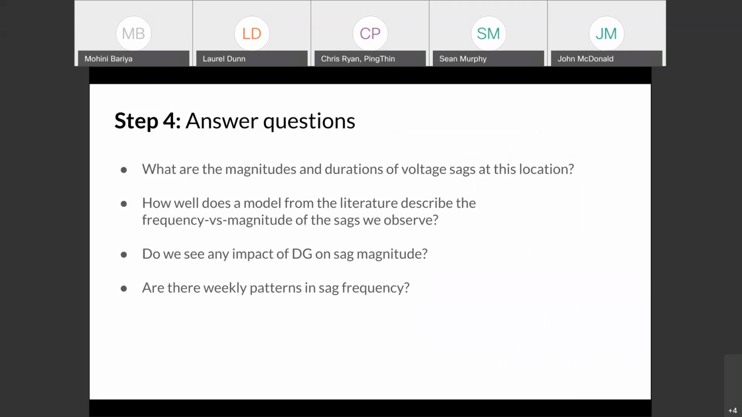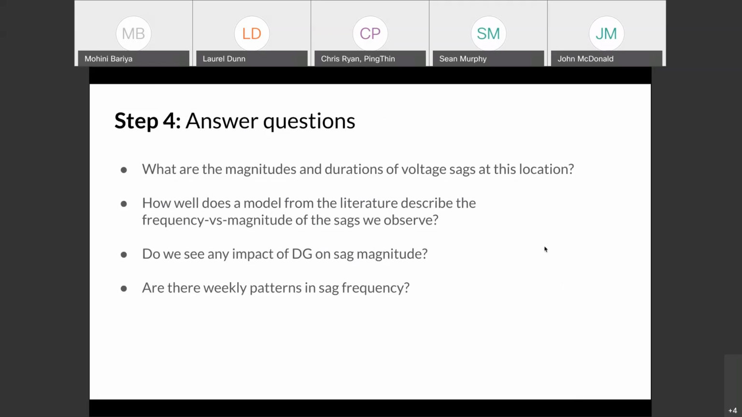And now I move on to step 4 of the analytics development, which is to answer questions that I have based on what I found out from the data. And so some questions that I have about voltage sags are, what are the magnitudes and durations of voltage sags at this particular location? How well does a model from the literature describe the frequency versus magnitude of the sags we observe?